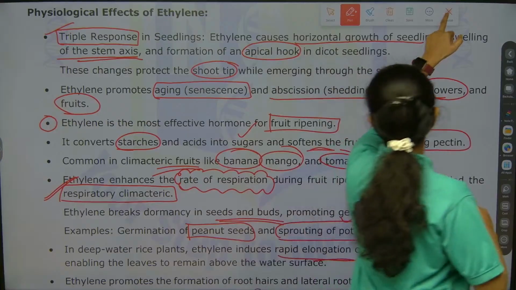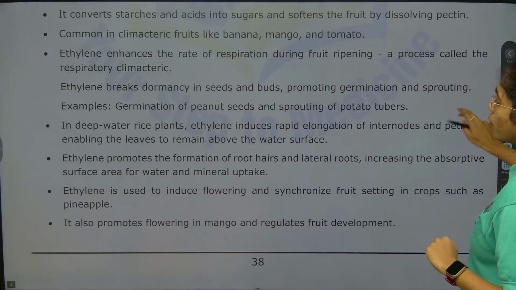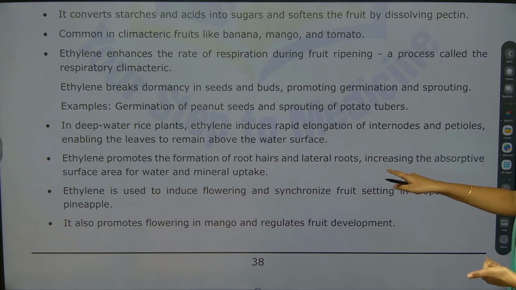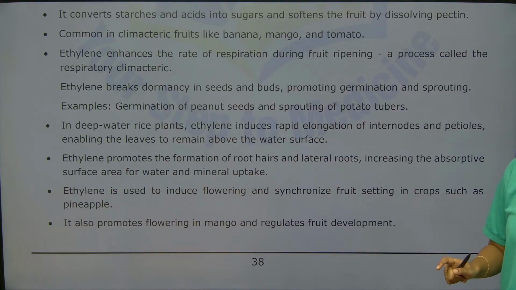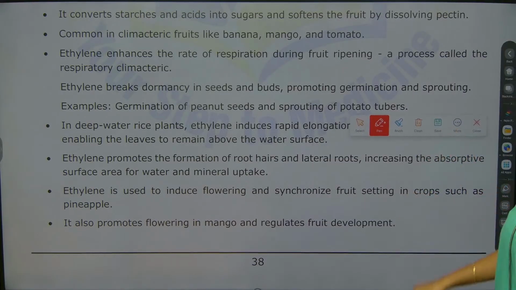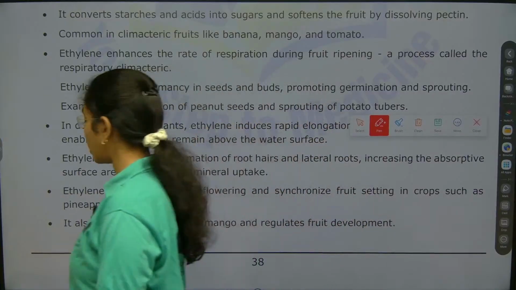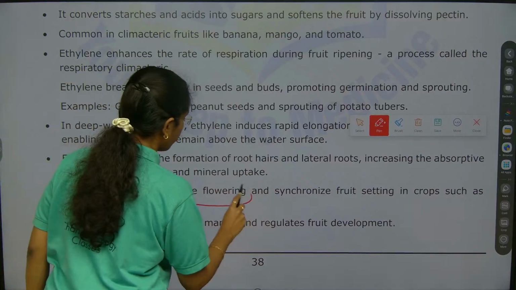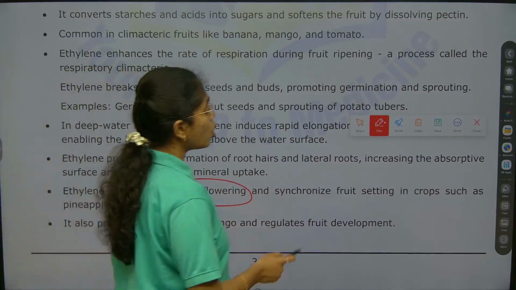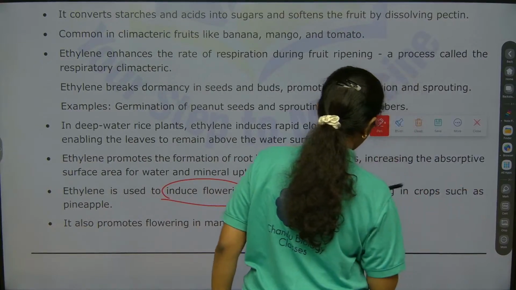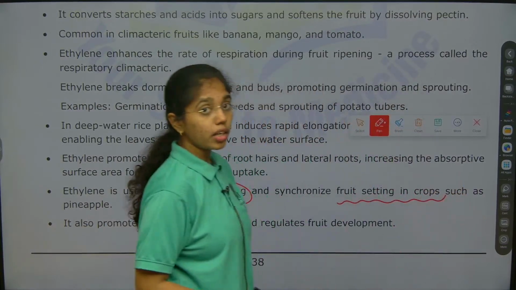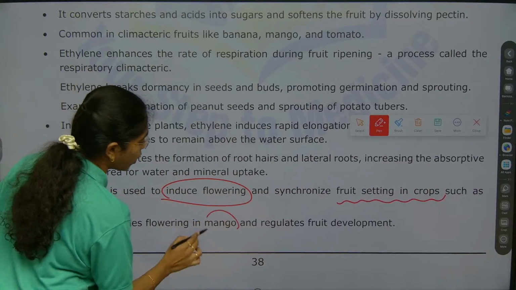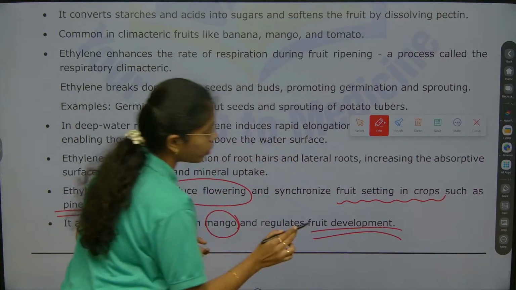Lastly, ethylene will promote formation of root hairs and lateral roots, and this will increase the absorption surface area of the roots for mineral uptake. And lastly, ethylene is used for inducing flowering, and this will synchronize fruit setting in crops such as pineapple. It also promotes flowering in mango, and it will regulate the fruit development.